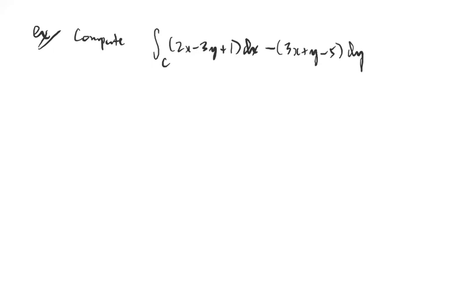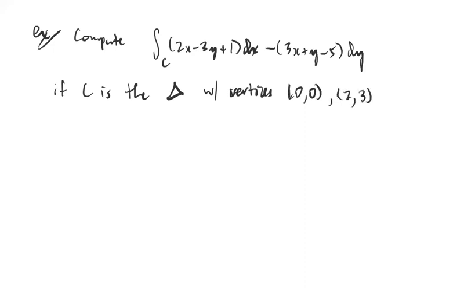Okay, so compute this. Compute the integral over C of (2x minus 3y plus 1) dx plus, I'm going to stick to my notes here, (minus 3x plus y minus 5) dy, if C is the triangle with vertices (0, 0), (2, 3), and (4, 1).